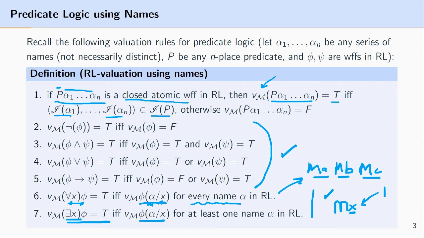So the two things I want to point to and that motivate this video are the valuation rule with respect to the first one. That is, the valuation rule is defined for closed atomic well-formed formulas, that is formulas without free variables, that is formulas that involve names. And then also the use of names to unpack the truth conditions of quantified formulas at lines 6 and 7 there.